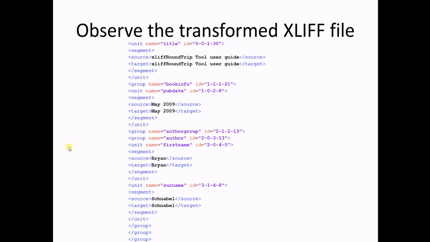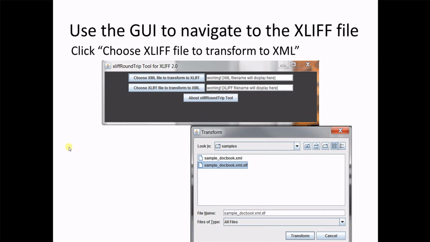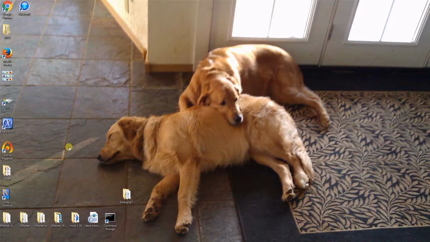And then after you do the transformation, you see that the XLIFF actually looks familiar. You translate it to your target language. In this case, I'm showing Z-ish. And then you use the GUI, by the way, GUI stands for Graphical User Interface, to navigate to the XLIFF file that you just translated, and you convert it back into its original file format. So let's take a look at that. I'm going to demonstrate that.